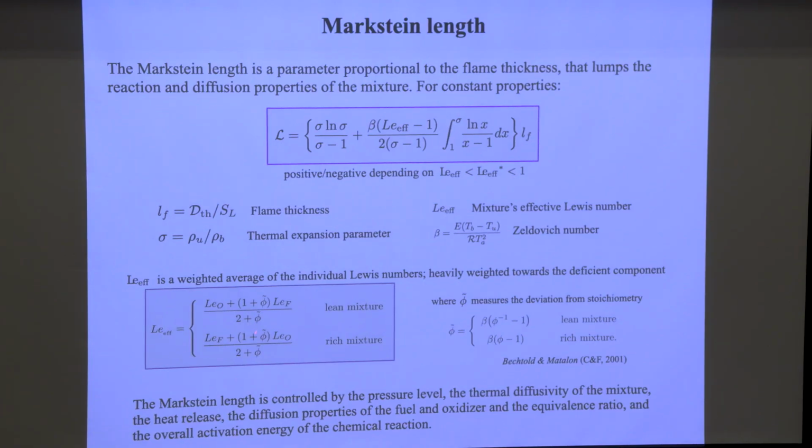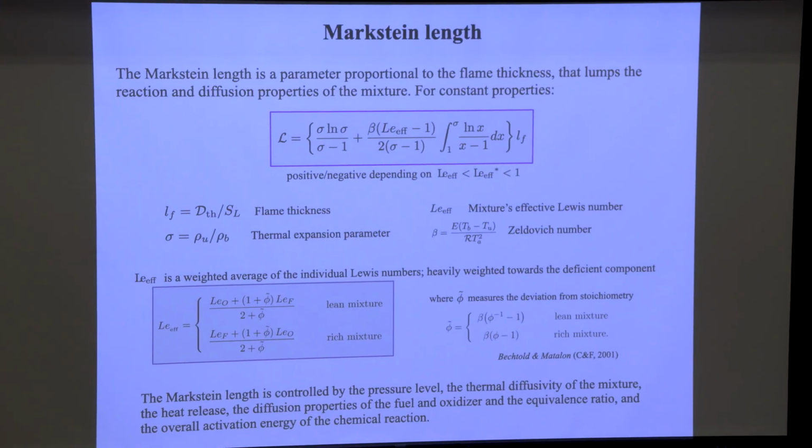One more comment is that the Markstein length can also be controlled by the pressure level, not only by the mixture properties and their Lewis number, but also by the pressure. Why? It is proportional to the flame thickness. So you increase the pressure, the flame thickness decreases, and it affects the Markstein length.